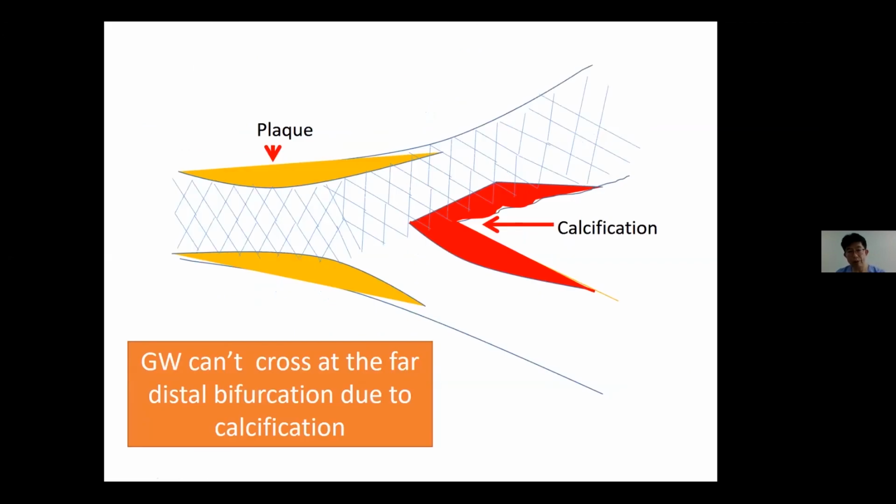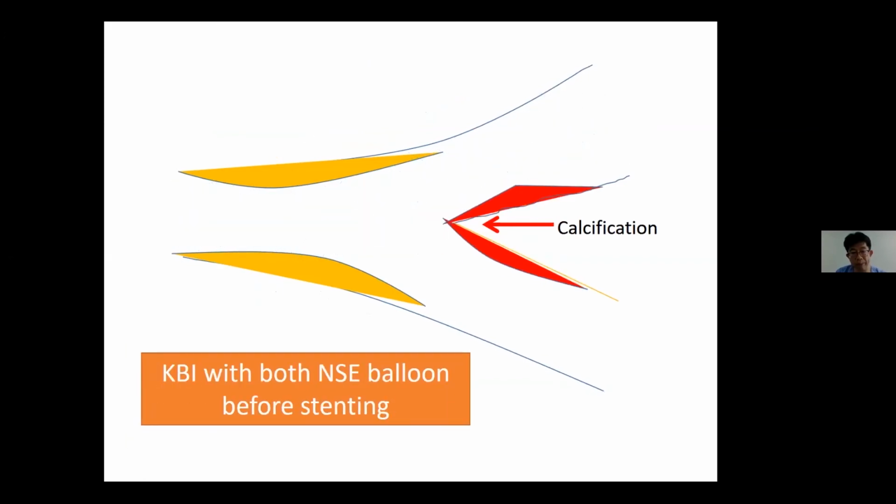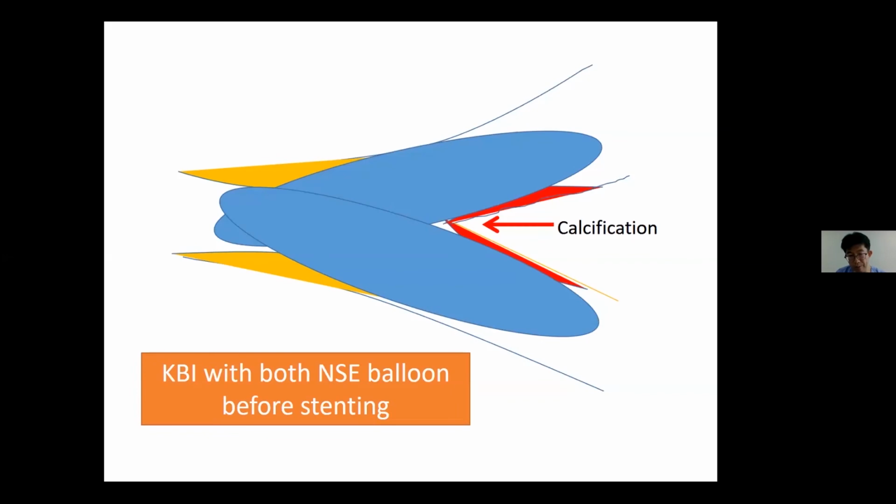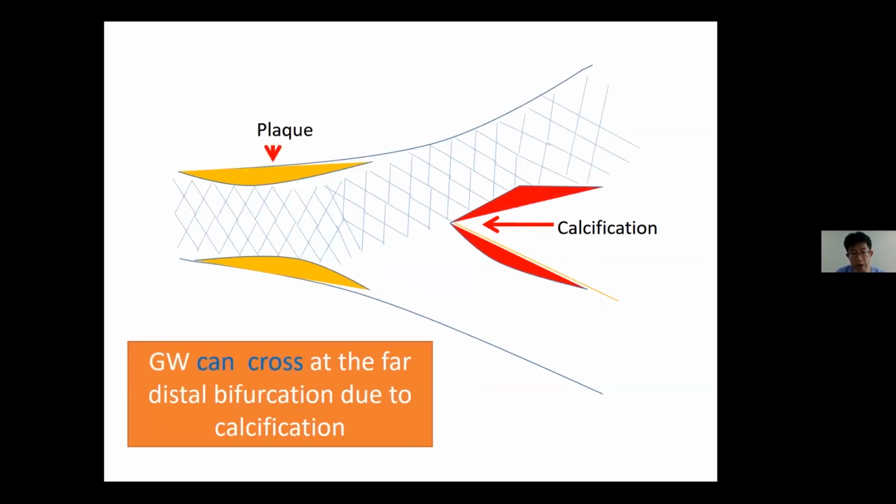In such a situation, this is a true bifurcation. If I put the stent on before KBI, the guide wire cannot cross at a far distal bifurcation due to calcification. But if we perform a KBI with both squatting balloons before stenting, around the plaque, around the carina, compressed with KBI, then after stenting the guide wire can cross at the far distal bifurcation here.